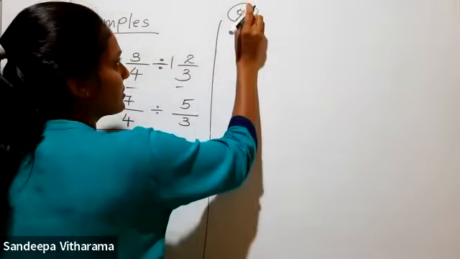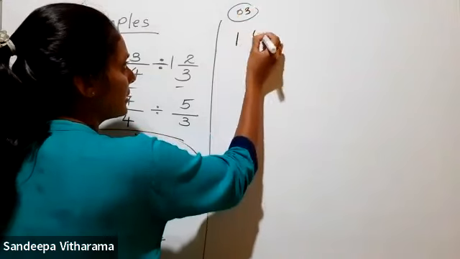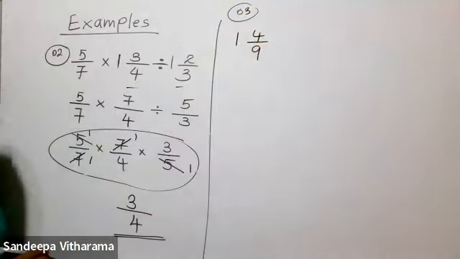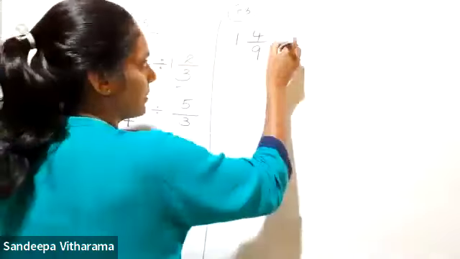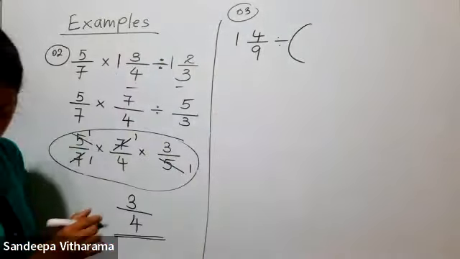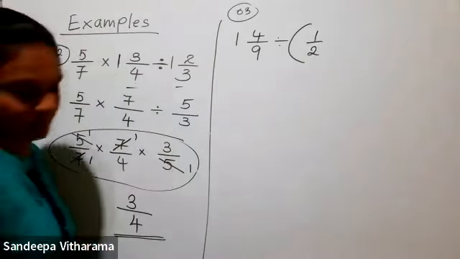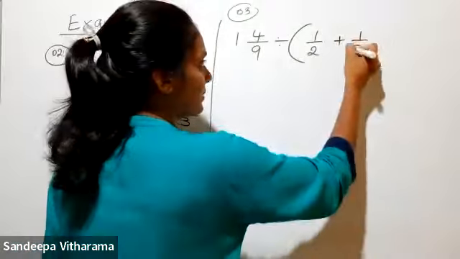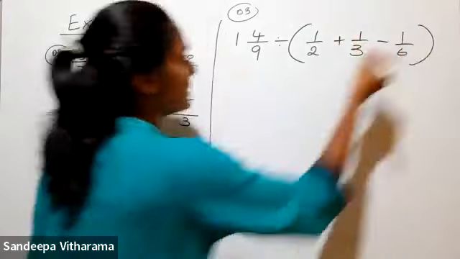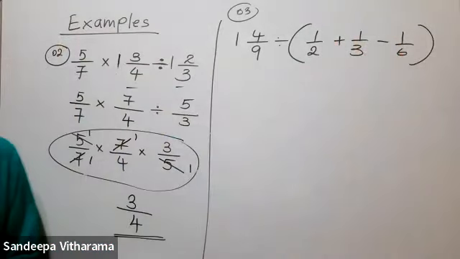The third question: 1 and 4 upon 9, divided by 1 upon 2, add 1 upon 3, subtract 1 upon 6. Do this one.